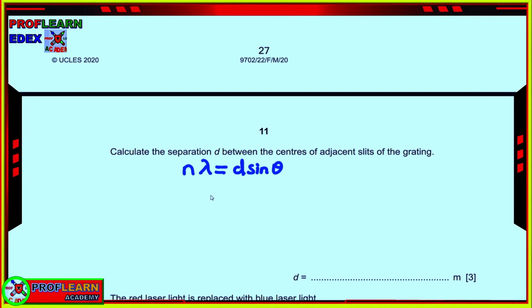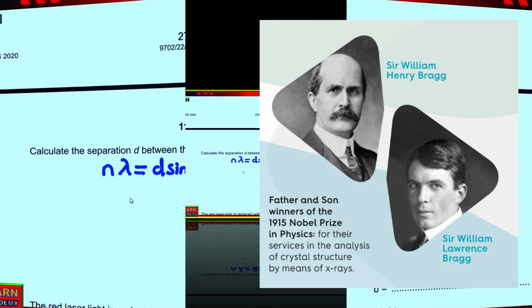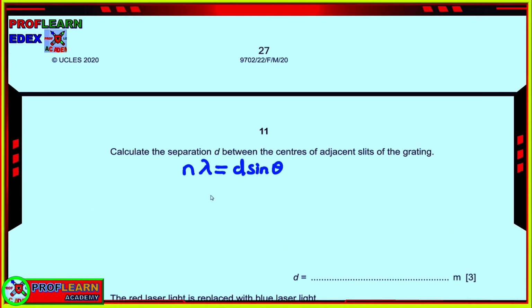So this is the time in 1915, and he derived this equation to enable us to find either the wavelength or the number of orders. So n is the number of orders, lambda is the wavelength, d is the separation between adjacent slits of the grating, and theta is the angle between the maxima from the central one.